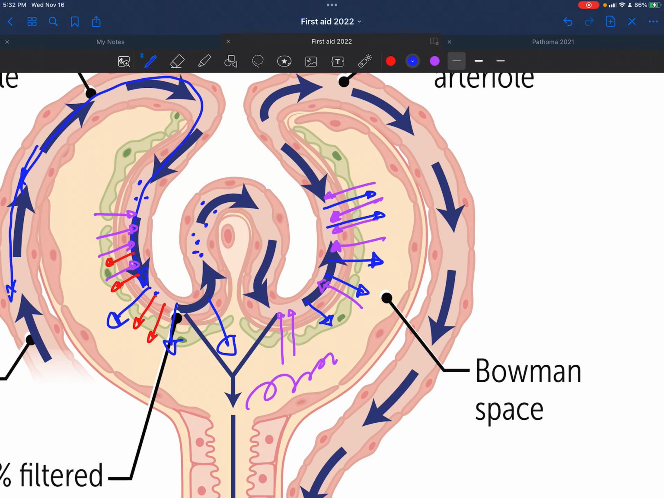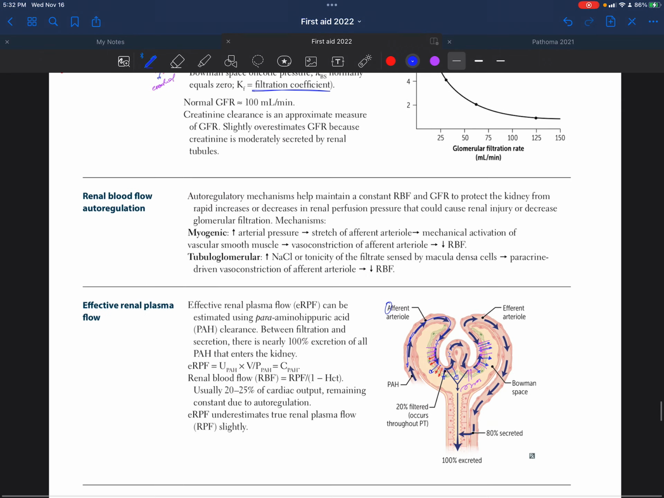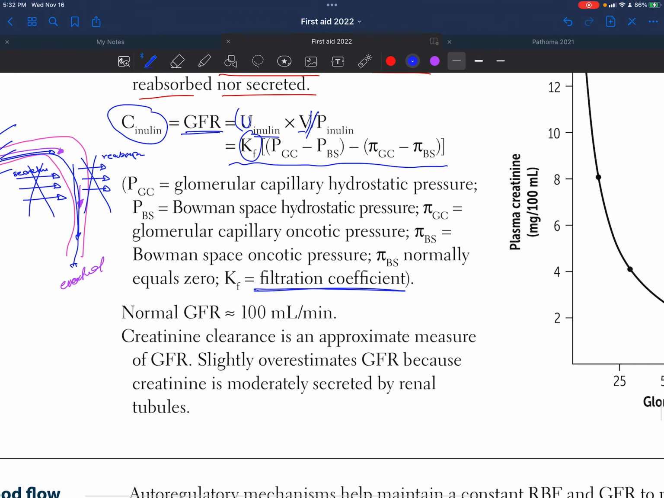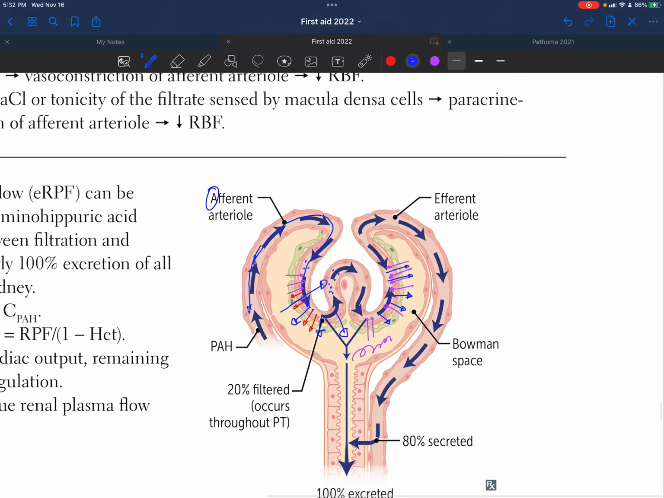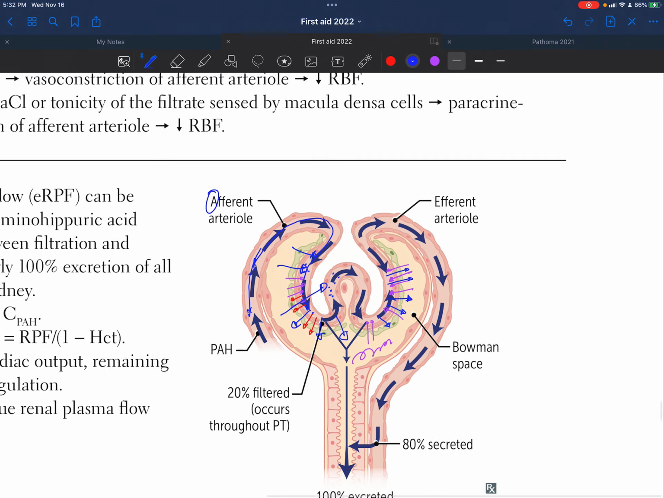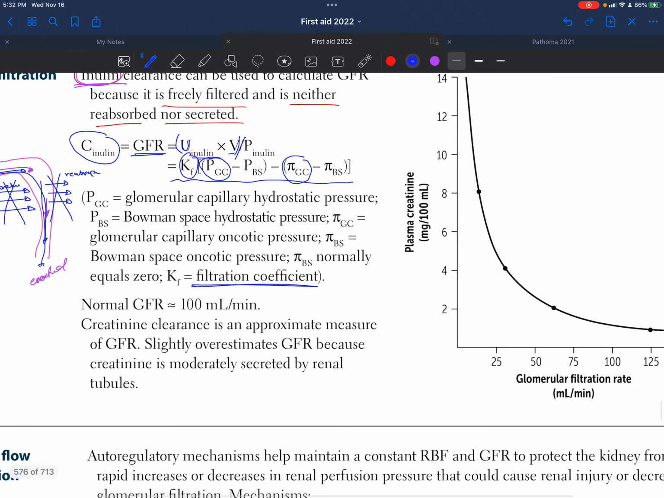So now the vessel has two pressures. One is the hydrostatic pressure, which pushes things to the outside of the vessel, outside the glomerulus. And the glomerulus also has the oncotic pressure that pulls things into the glomerulus, taking them from the outside into the vessel.